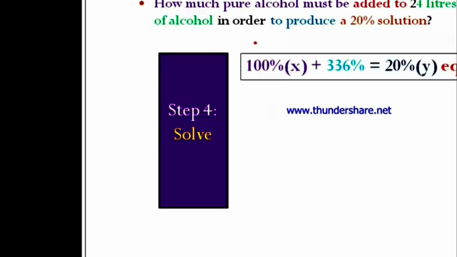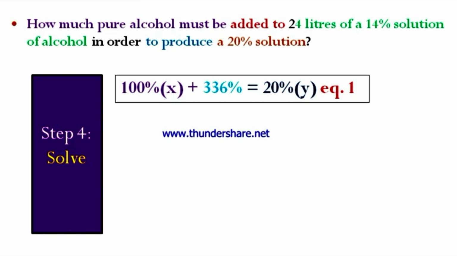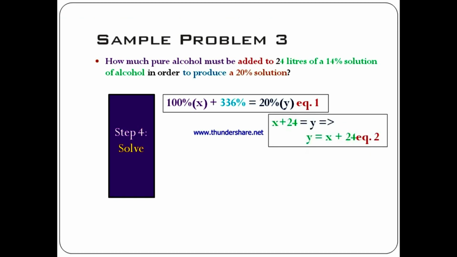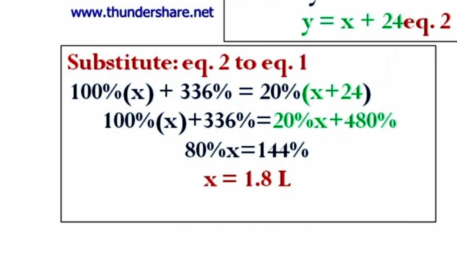So step 4, solve. Equation 1, simplify. 100% x plus 336% is equal to 20% times y. Equation 2, we isolate y again. y is equal to x plus 24. Then by substitution, we substitute the value of y into equation 1.